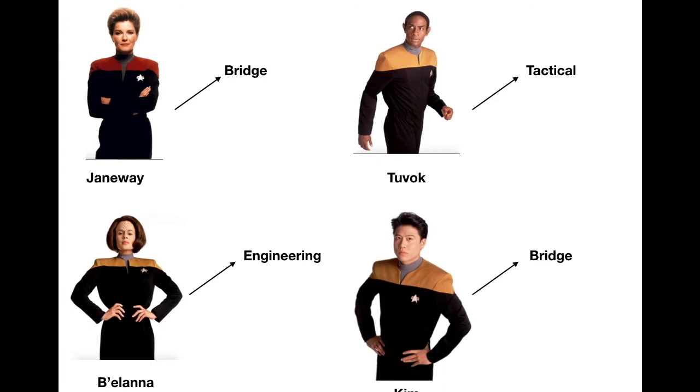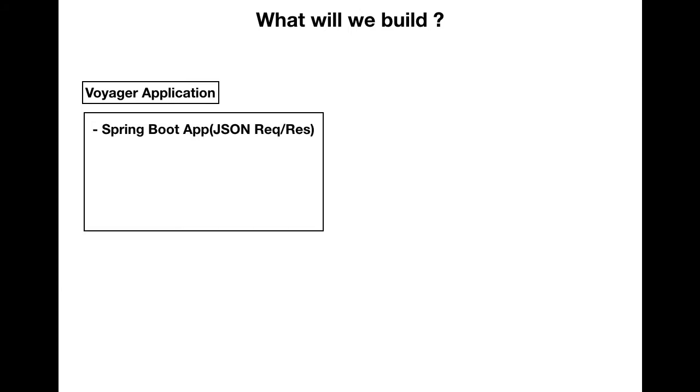Okay, so considering this use case scenario, we'll be building an app. So what will we build? We'll be building a Spring Boot application. We'll call it a Voyager application. It will be a Spring Boot app, and we'll be communicating using JSON request and response. That would be the request and response structure.